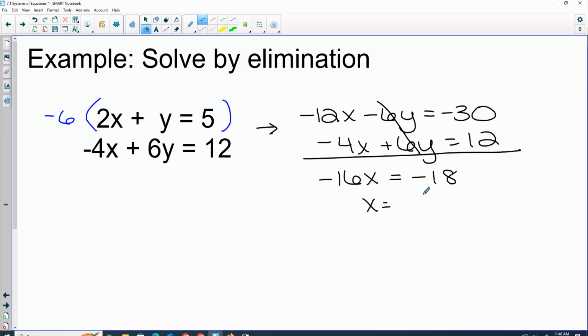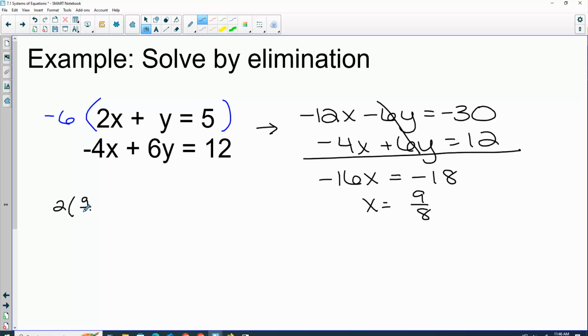So when you divide, negative 18 divided by negative 16, you get 9/8. Don't assume you're wrong just because you get a decimal or a fraction. It can happen. So now to get y, we just plug this back in, either equation.